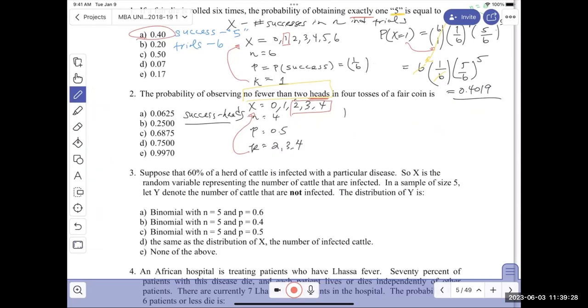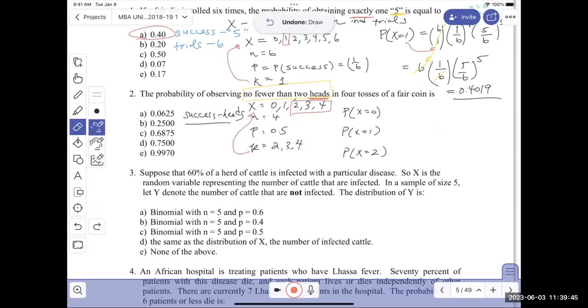So what I need to do is X equals 0, X equals 1, and X equals 2. No, I have to go to 2, 3, and 4. Let me fix that. See, I go into automatic mode and I'm wrong. So I'm going to go to 2, 3, 4.